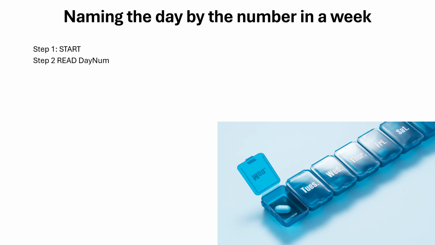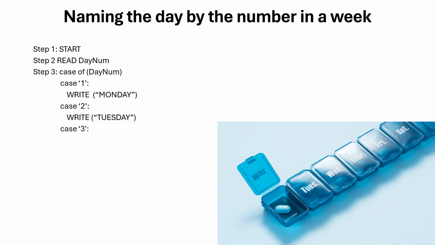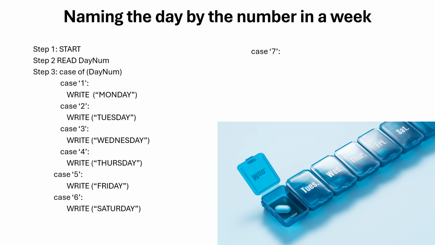So we start off with start, read day num, switch day num. If the user entered 1, it will write Monday. If the user entered 2 in day num, it will write Tuesday. Likewise 3 Wednesday, 4 Thursday, 5 Friday, 6 Saturday, 7 Sunday. But if none of these are true, then it will say that your number is not correct, because there are only 7 days in a week, not more than that, and you then exit the program.